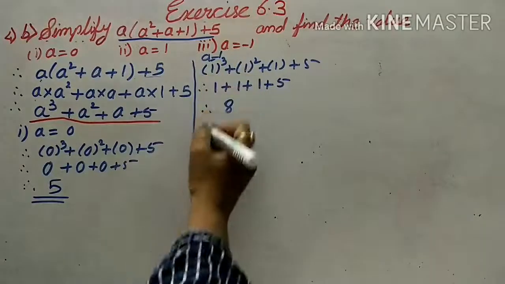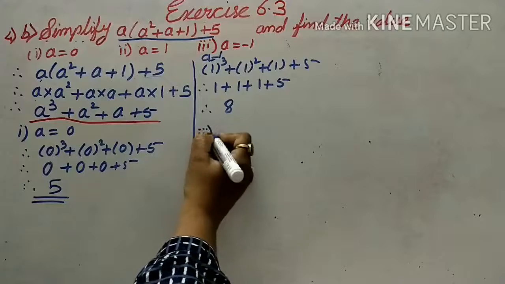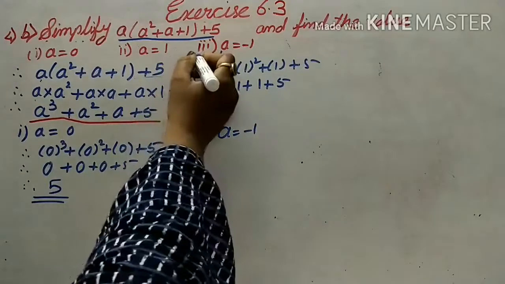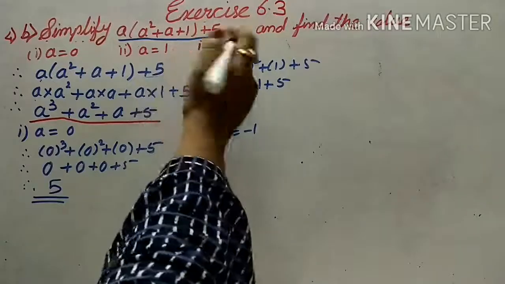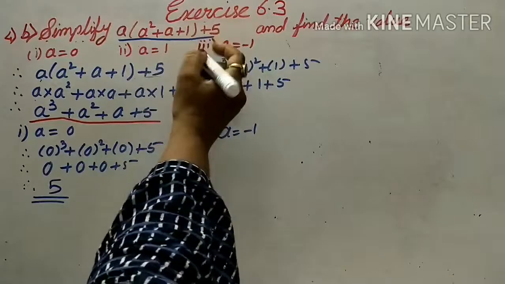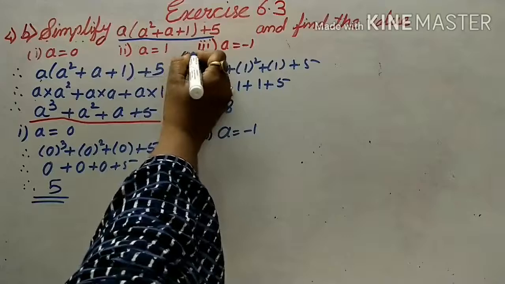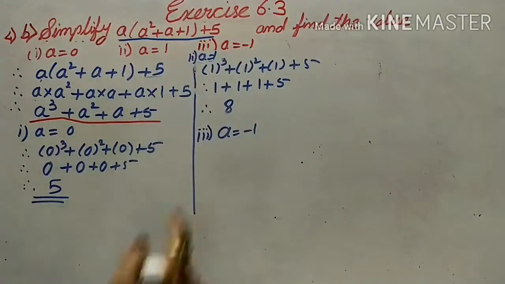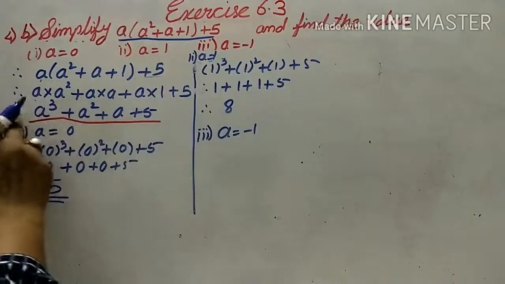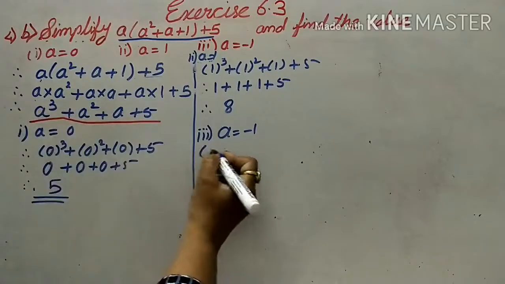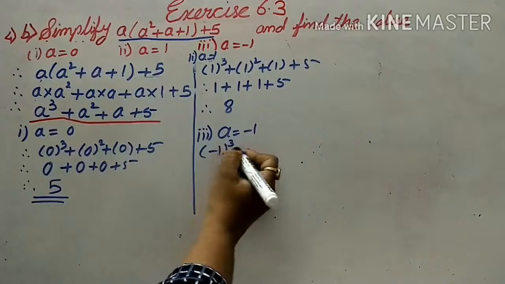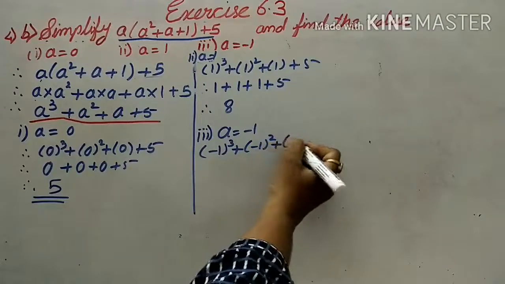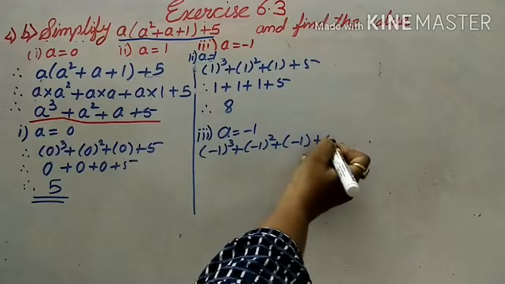Next, third one, a is equal to minus 1. Now we have to substitute a is equal to minus 1. Here, second one, this one is second one, a is equal to 1. Now substitute this value in this expression. Means minus 1 cube plus minus 1 square plus minus 1 plus 5.